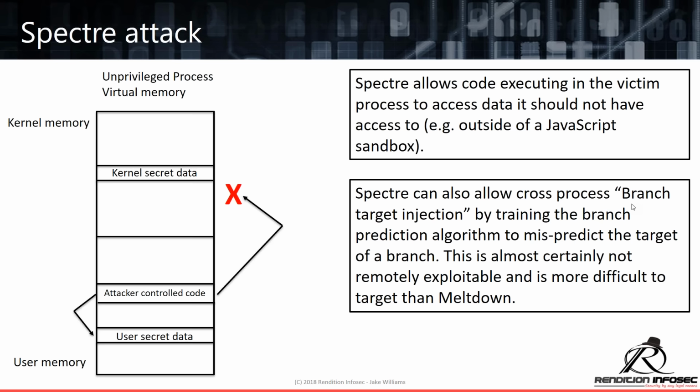So what it allows then is basically, for cross processes, branch target injection. Now, here you're training the branch prediction algorithm to mispredict the target of that branch. This is almost certainly not remotely exploitable. What you're allowing here is one process's branch prediction to impact another process. You've probably seen this wonderful hyper-threading feature that you have on your processors. Many of you, like me, probably have it enabled because it offers you awesome performance.